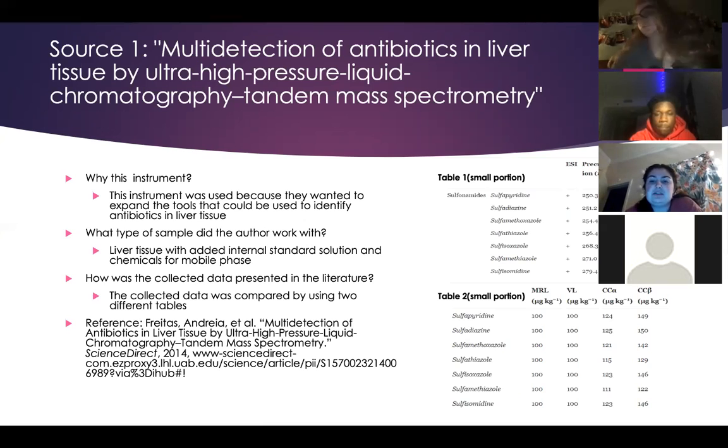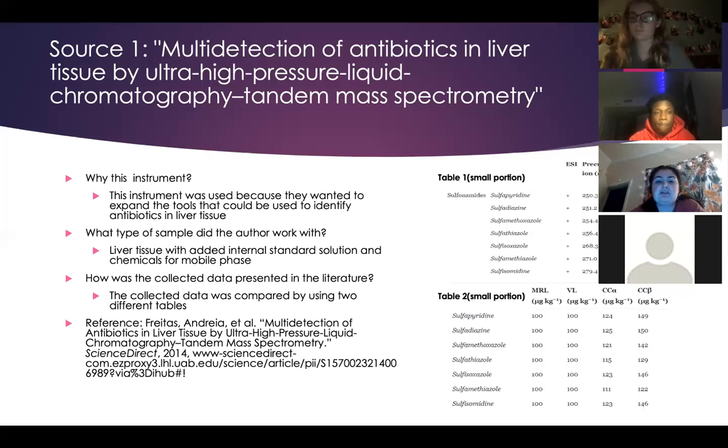Liver tissue is added with internal standard solution and chemicals for mobile phase. The internal standard solution was to represent the antibiotics in the liver tissue. There were 6 internal standards that were used in this experiment. One more well-known example of the internal standards is penicillin V. Penicillin is a common antibiotic we have seen used as a treatment for pneumonia, strep throat, or meningitis.